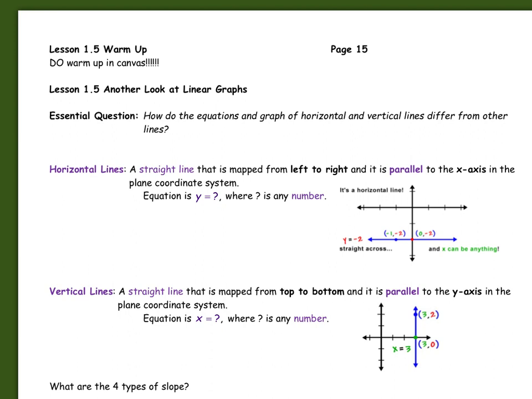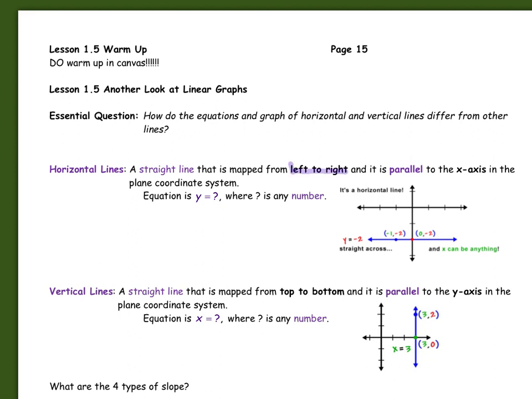So our essential question today is, how do equations and graphs of horizontal and vertical lines differ from other lines? So basically today we're really only talking about horizontal and vertical lines. Super easy. So here we go. Let's go ahead and take care of this. A horizontal line is a straight line that is mapped from left to right.